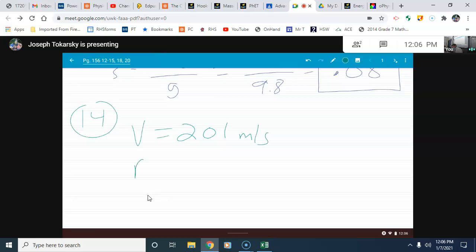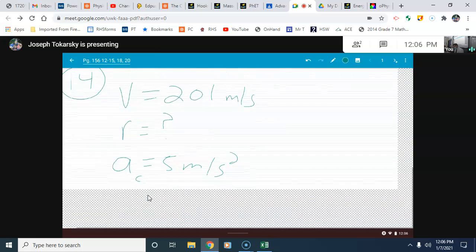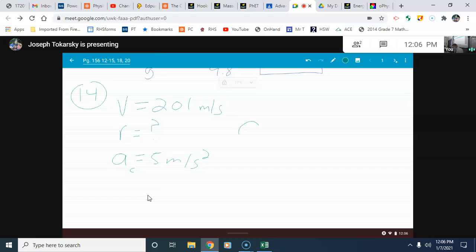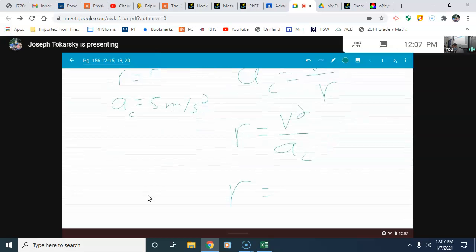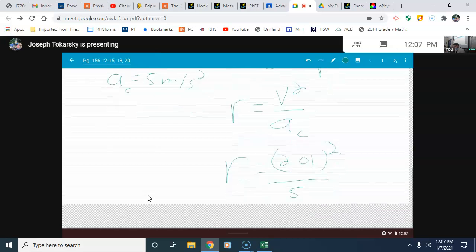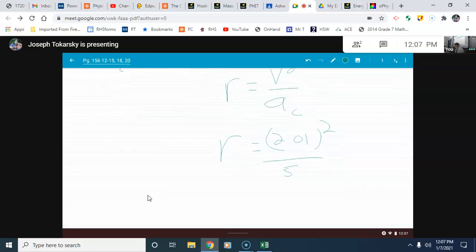This time, using that value, we need to find R to keep my centripetal acceleration no bigger than 5 meters per second squared. So, pretty easy problem, again using this formula. But solving it for R, rearranging it, looks like that. Plugging in the numbers, we get 201 squared divided by 5. And that should give us somewhere close to 8.1.